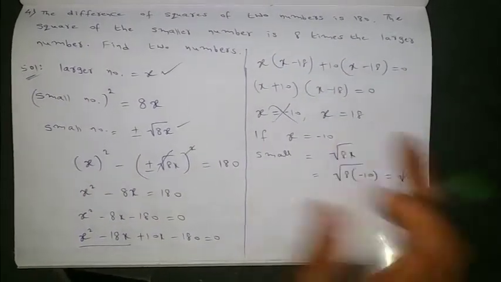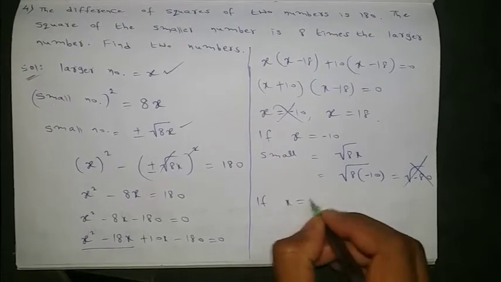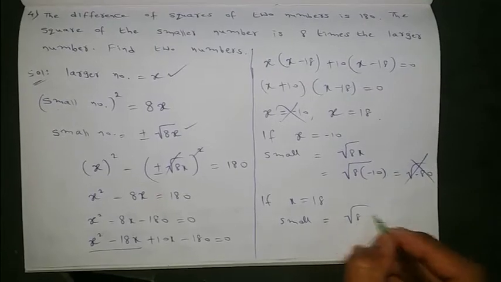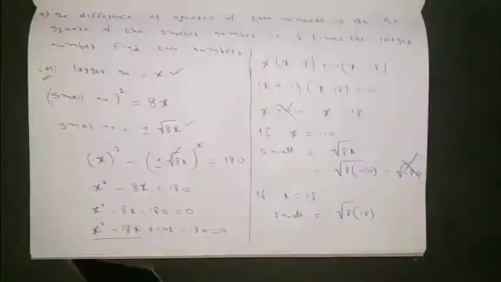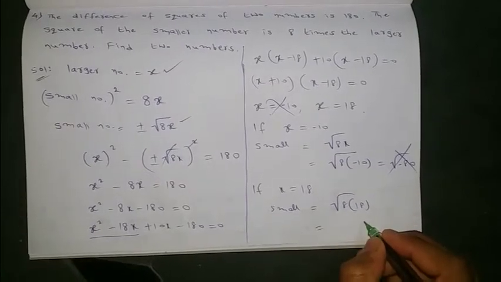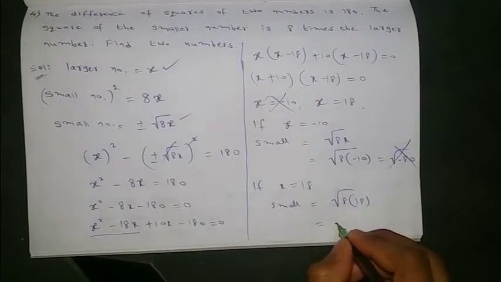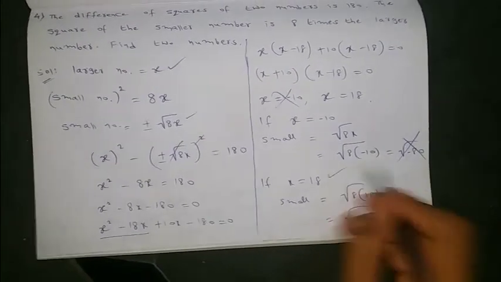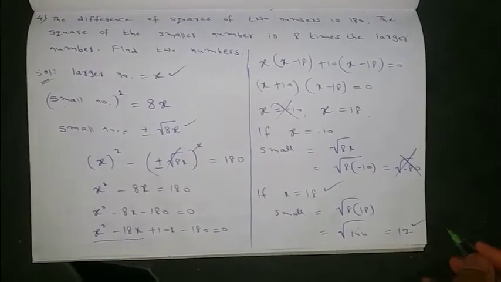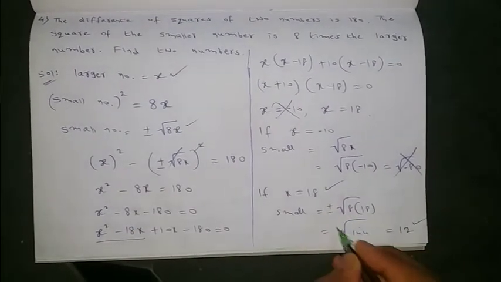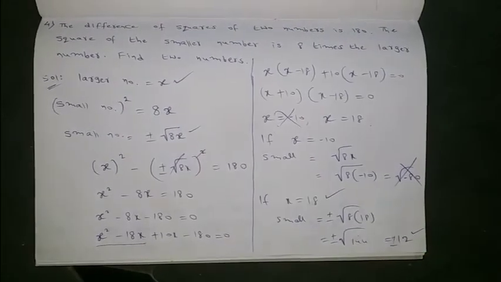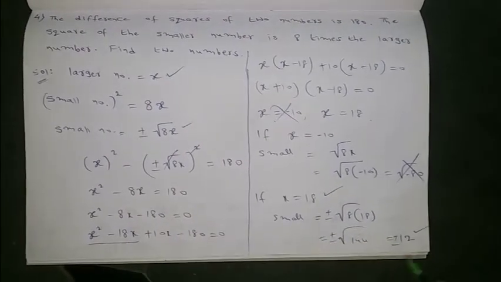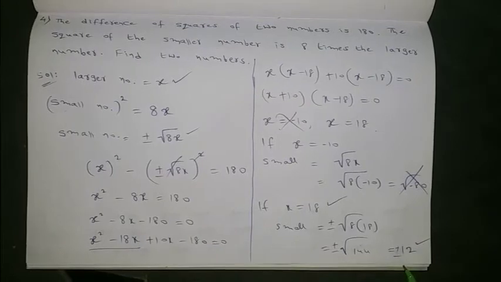Then we need to go with 18. If x equals 18, then what about the smaller number? Under root 8 into 18, that is under root 144, which is nothing but 12. So if the larger number is x, then the smaller number will be 12. Here plus or minus is there, so that same I am writing plus or minus. So if the larger number is 18, the smaller number will be plus or minus 12.